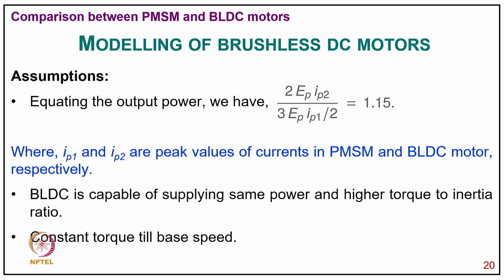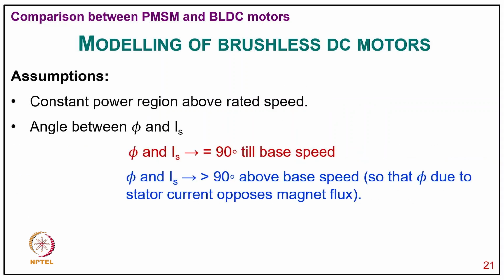So, equating the output power, we have 2 E_p I_p2 divided by 3 E_p I_p1 by 2, which will become 1.15, where I_p1 and I_p2 are the peak values of current in the PMSM and BLDC motor respectively. So, the BLDC motor is capable of supplying the same power and has a high torque to inertia ratio. Typically there is constant torque till base speed and a constant power region above the base speed.